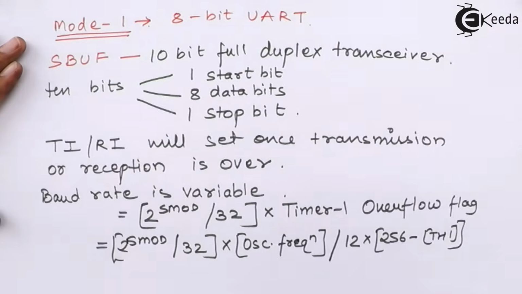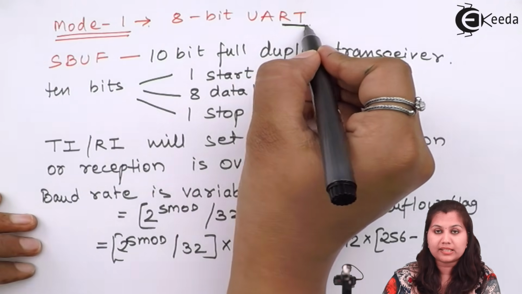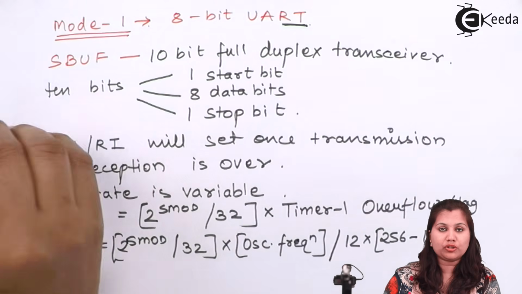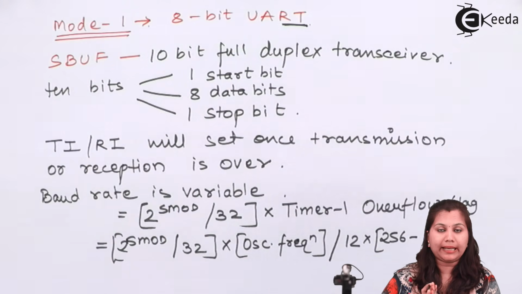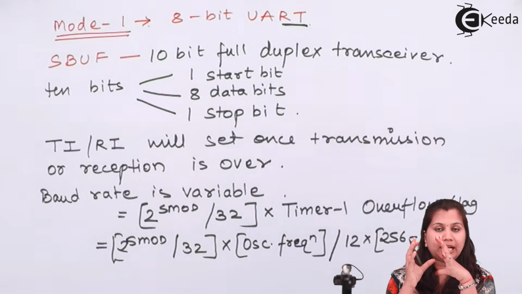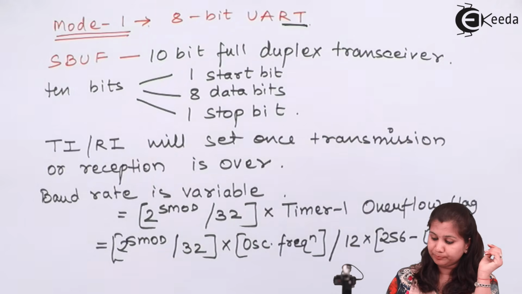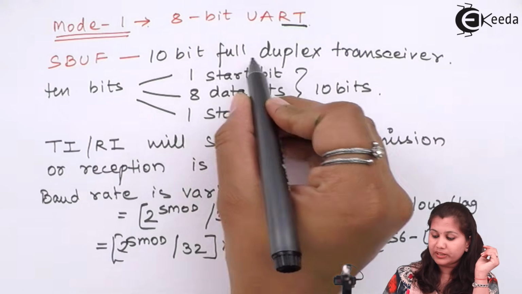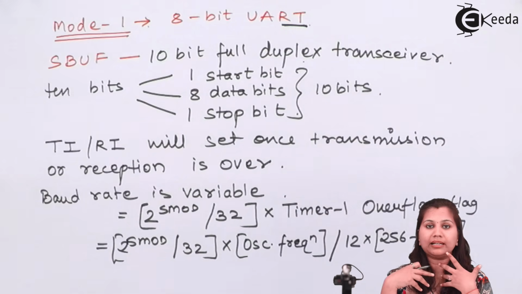So in mode 1, because it is an 8-bit UART, receiving and transmitting are both done here, and we have a serial buffer which is used for storing the data. Now we have 10 bits of data, meaning along with the 8 bits we have one start bit and one stop bit. So it is an asynchronous serial transmission. 10 bits are there. Also, it is a full duplex transceiver, meaning transmission and receiving can be done at the same time.